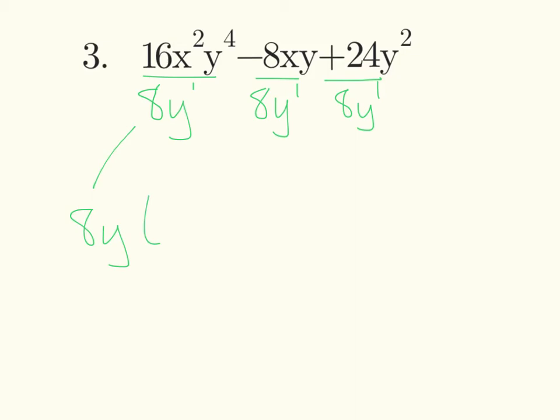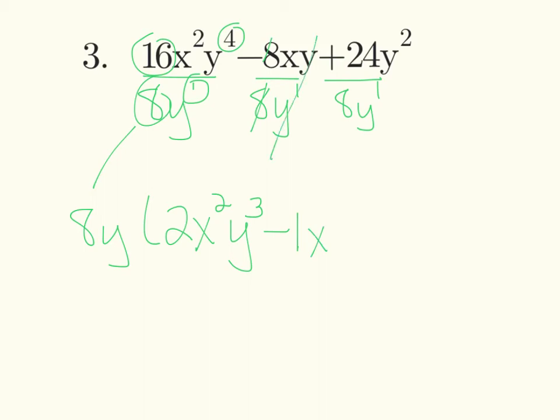16 divided by 8 is 2. X to the second, that just is going to come down. And I have y to the fourth divided by y to the first, which is y to the third. Now I have negative 8 divided by 8, which is negative 1. My x stays, and then my y's cancel. Okay, that one's done.